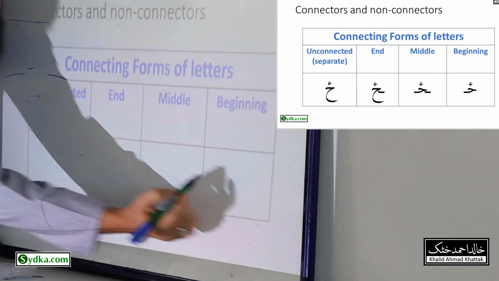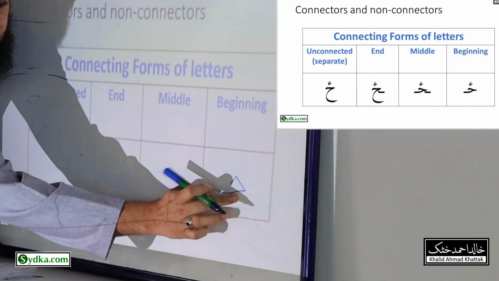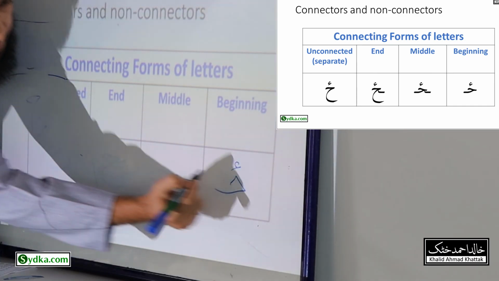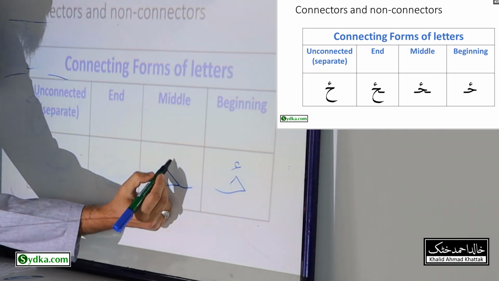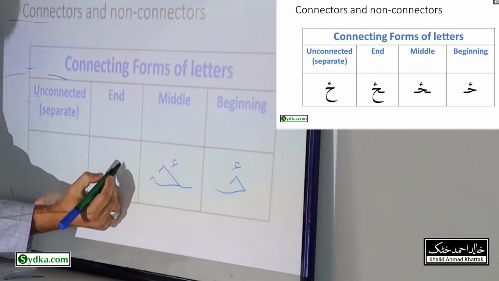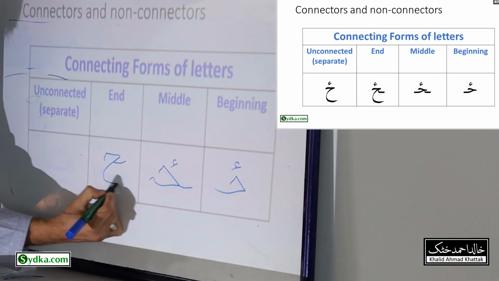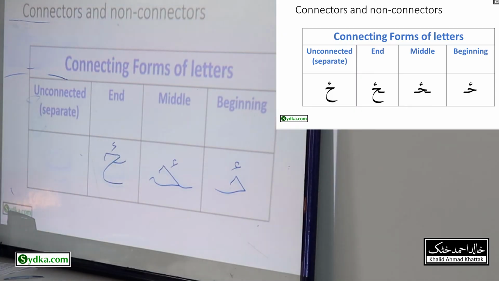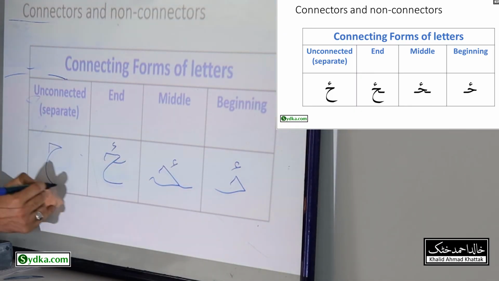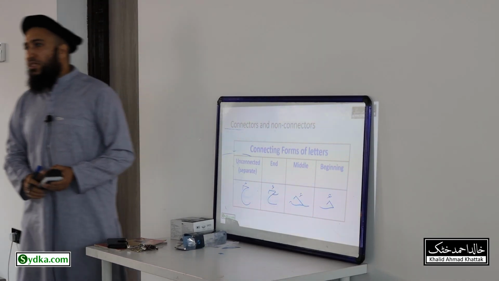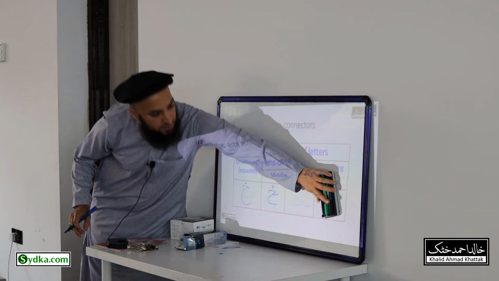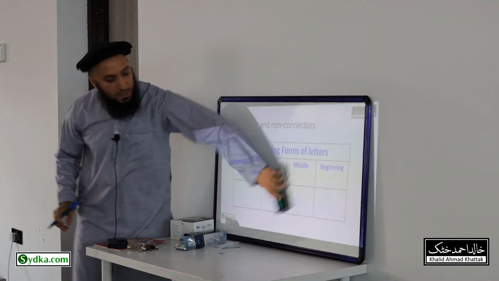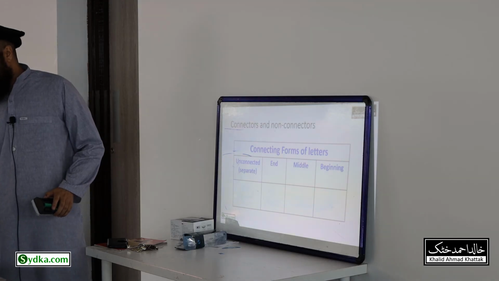Okay, so the beginning form is same as Jim, but we don't write dot here, we write Hamza on top of it. And in the middle, similar to Jim, and Hamza on top of it. At the end, same as Jim, and on its own. Okay, any questions so far? No, it's easy, isn't it? We have big chunk of connectors and small number non-connectors. It's very important you know it, otherwise you won't be able to make words from it.